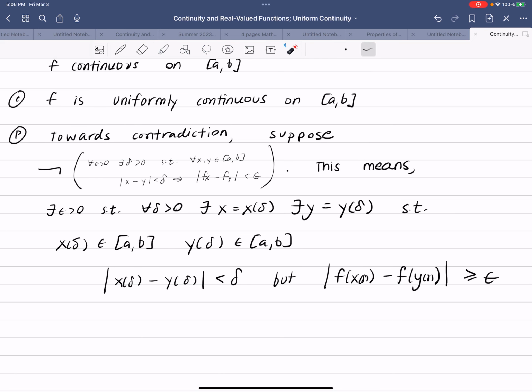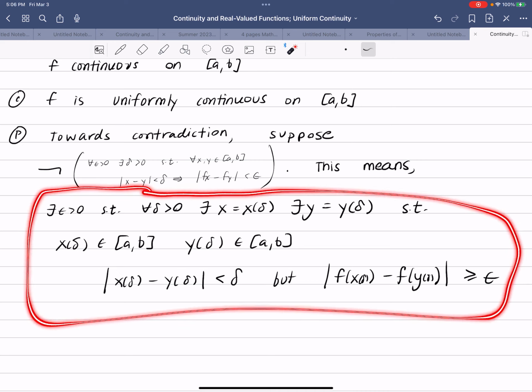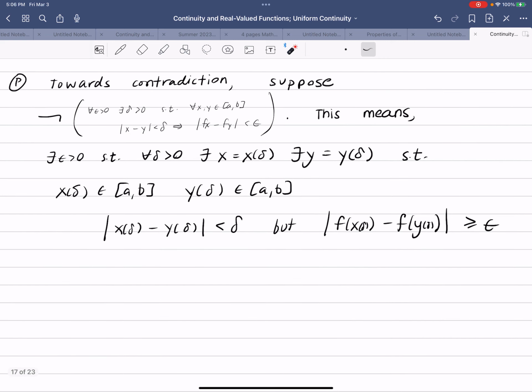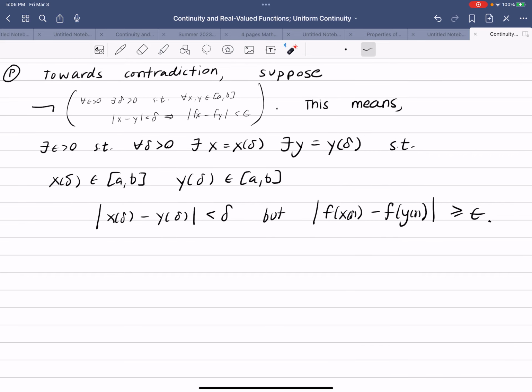So what I've done here is just figure out the negation of the definition of f being uniformly continuous on AB. So I'm saying there's an epsilon such that it doesn't matter how small delta is, for any delta that's positive, no matter how small, I can find an x and I can find a y that are within delta of each other, but they are mapped to points that are far apart, okay?